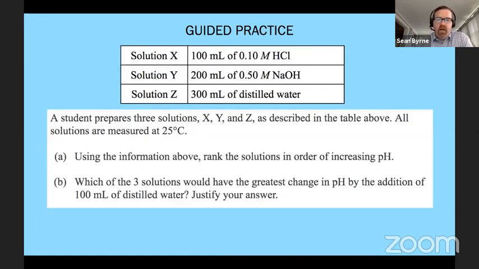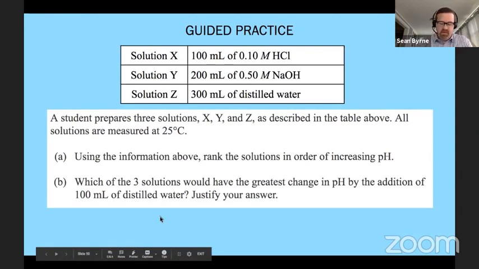A second problem that is coming right out of an AP-like problem, where we're asked to analyze 3 different solutions. The first one is 100 milliliters of 0.1 molar HCl. The second one is 200 milliliters of a 0.5 molar NaOH solution. And the third beaker has just 300 milliliters of distilled water. And we'd like you to rank these solutions in order of increasing pH, and then consider which of them would have the greatest change in pH by the addition of 100 milliliters of distilled water.